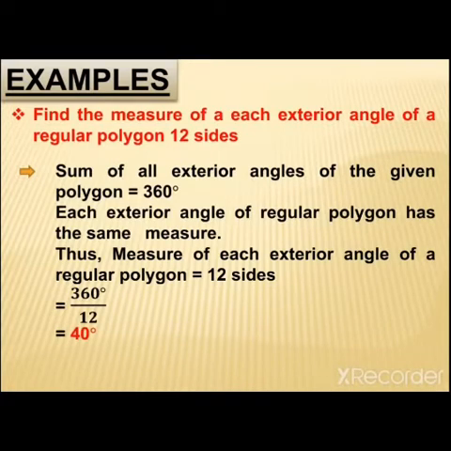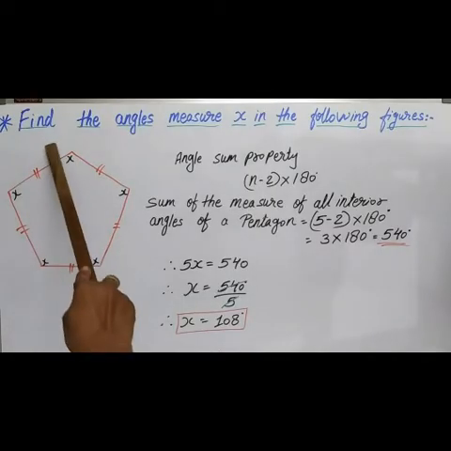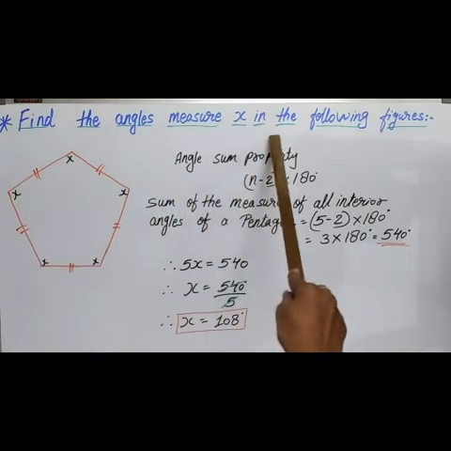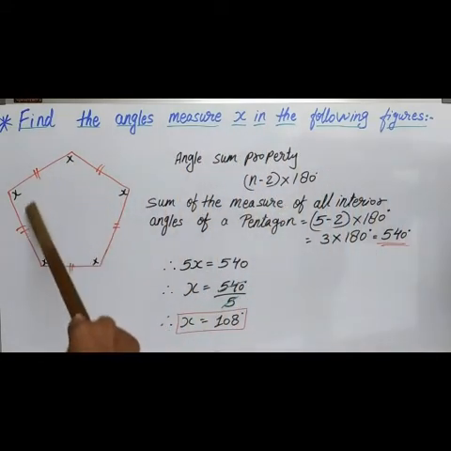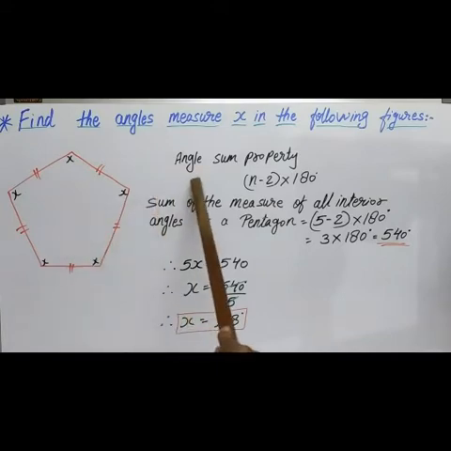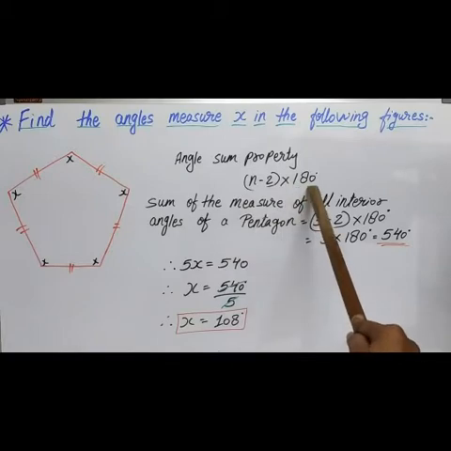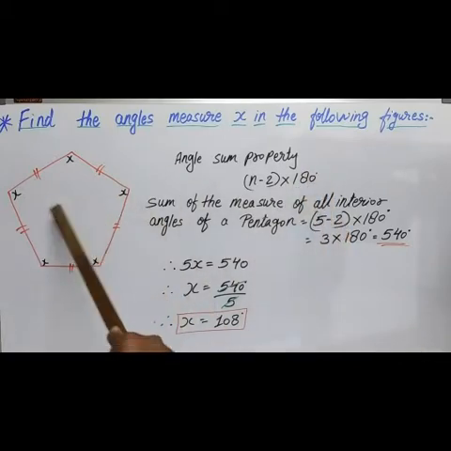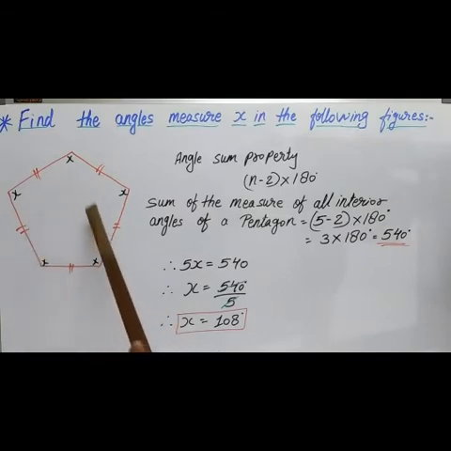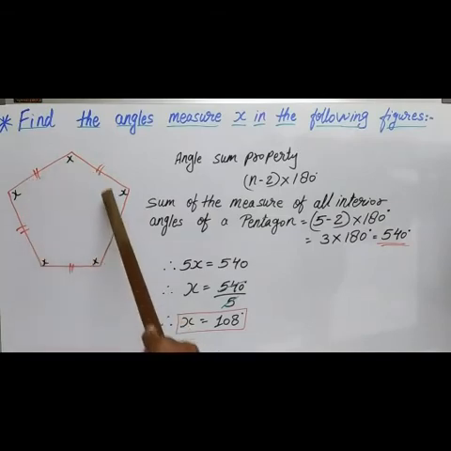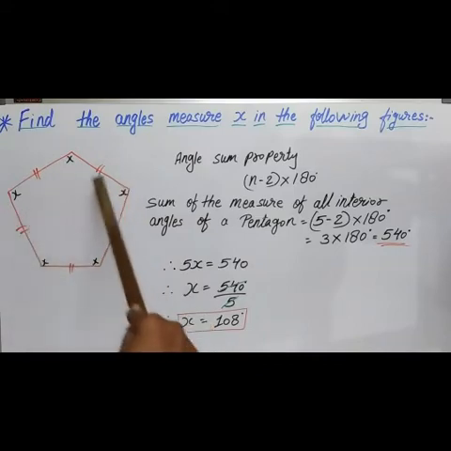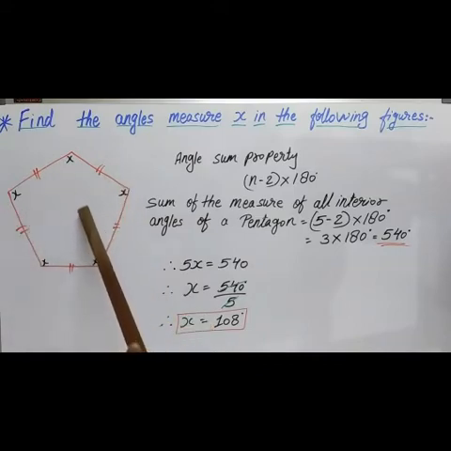Let us understand with some more examples about the sum property, interior angle and exterior angle. Find the angle measure x in the following figure. Now see here, one diagram is given. The angle sum property formula is n minus 2 multiplied by 180 degrees. Now see this figure. This figure is a pentagon because 5 sides are there. All sides are equal. It means it's a regular pentagon.